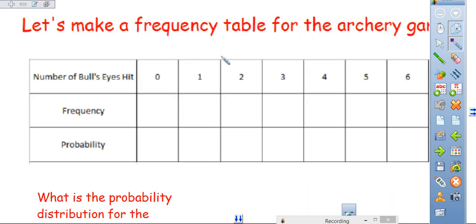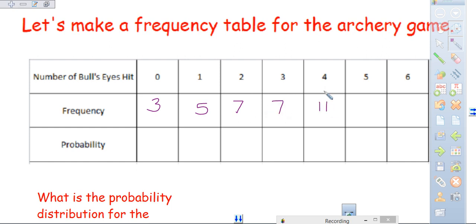So let's make a frequency table for the archery game. So reading through those directions again, it says that 3 people hit no bullseyes, 7 hit 2 bullseyes, 5 hit 1, 7 hit 3, 11 people hit 4 bullseyes, 10 people hit 5 bullseyes, 7 hit 6. So this is our frequency.